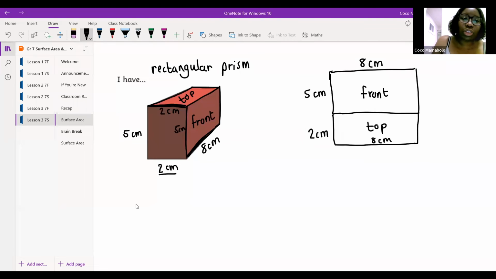I hope you guys are with me. From the front, I'm going to the top. Where am I going to go next, guys? If this is the front and this is the top, what am I going to call the side that I'm going to do next? It's going to be the back, right?